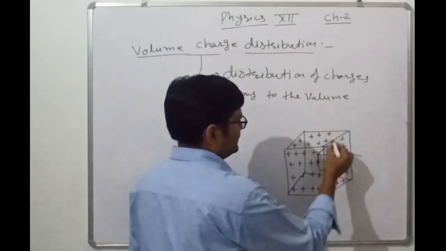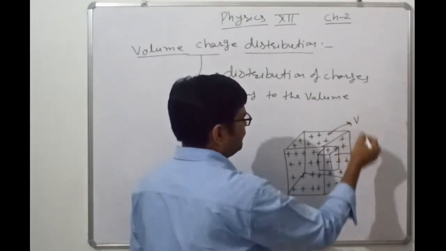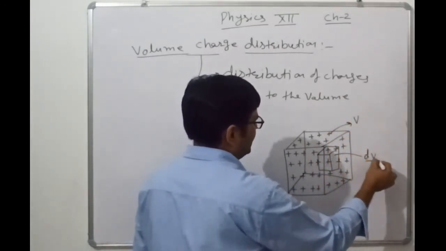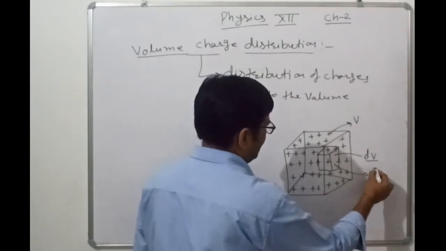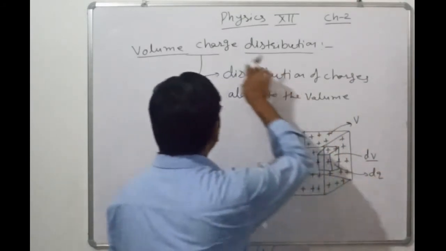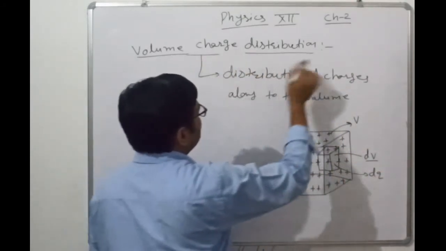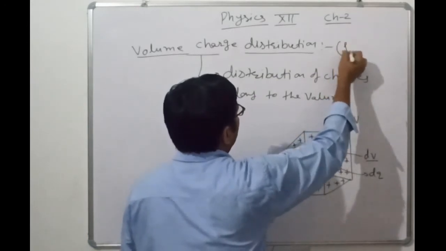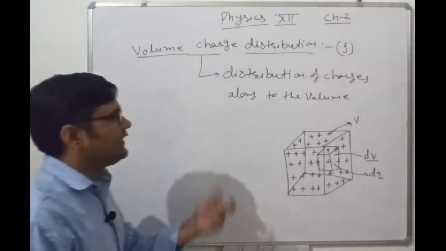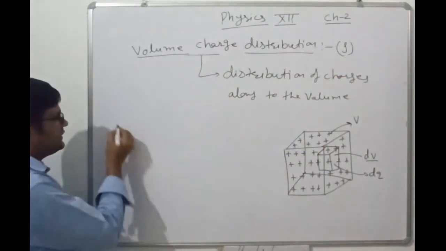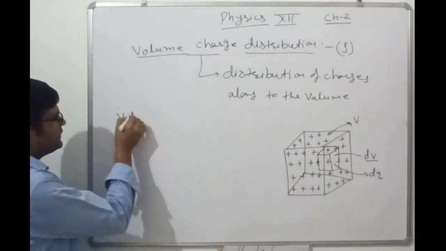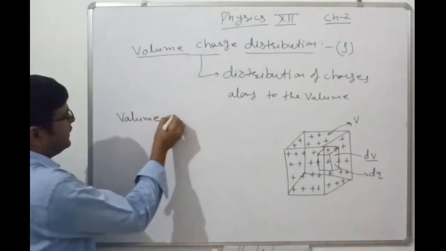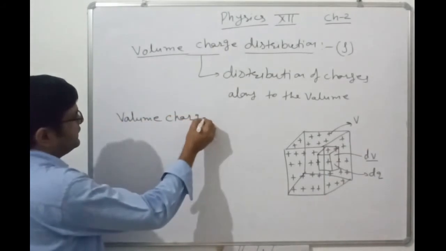Again, if the shape has the volume V, then the small element is the volume dV, and the charge on it is dQ. And this type of distribution, volume charge distribution, is related to rho. It is defined in terms of the volume charge density.